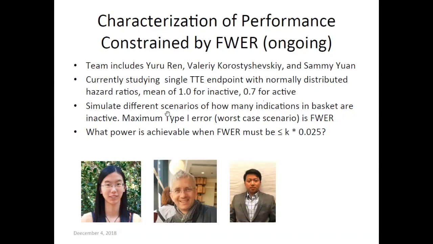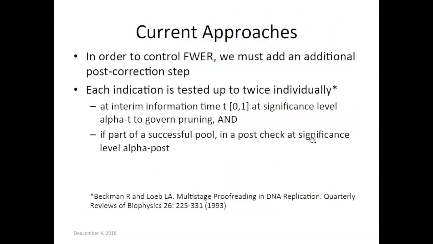but we want to simulate different scenarios in the basket where the number of indications that are known to be active in the true state of nature varies over all the possibilities, and we're going to pick the worst possibility and say that's the type 1 error rate, and that's what we want to control. And we want to control that at K, the number of indications, times 0.025.